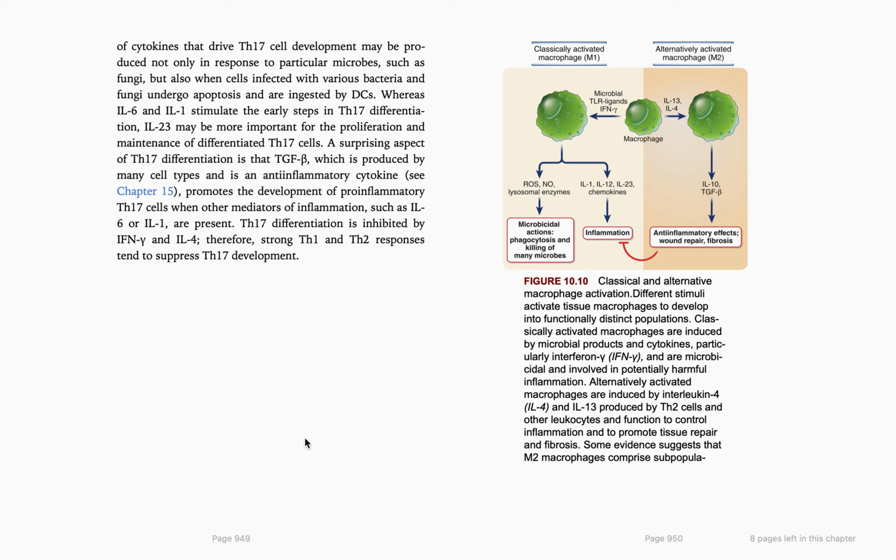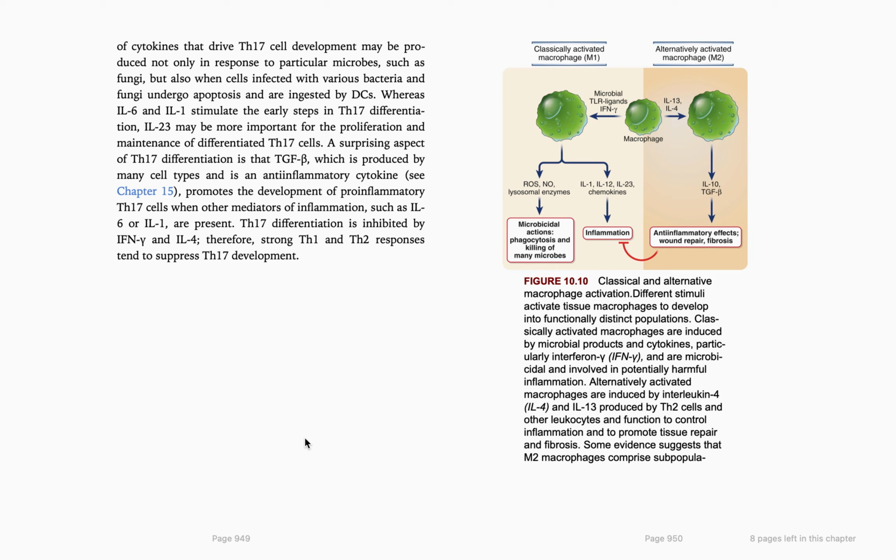A surprising aspect of T helper 17 differentiation is that transforming growth factor beta, which is produced by many cell types and is an anti-inflammatory cytokine, seen in chapter 15, promotes the development of pro-inflammatory T helper 17 cells when other mediators of inflammation such as interleukin 6 and interleukin 1 are present. T helper 17 differentiation is inhibited by interferon gamma and interleukin 4, thereby strong Th1 and Th2 responses tend to suppress T helper 17 development.